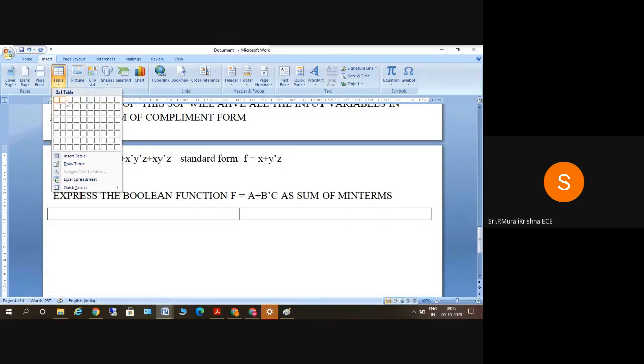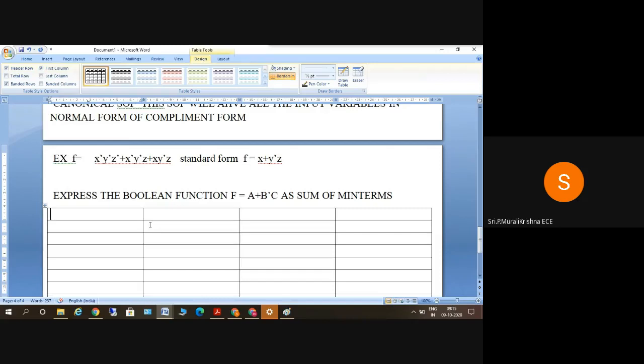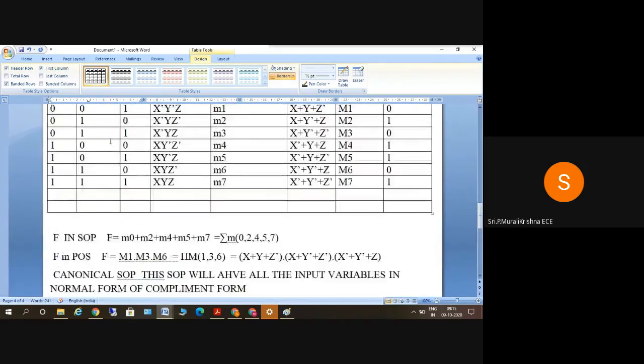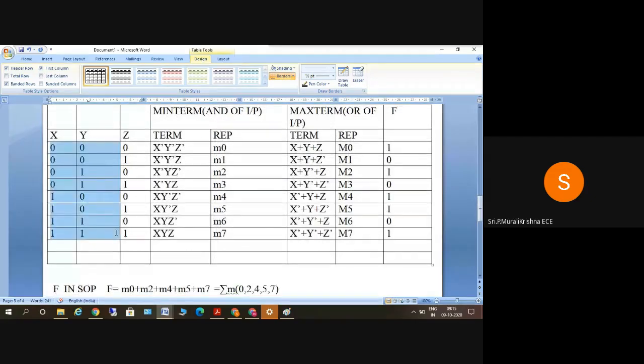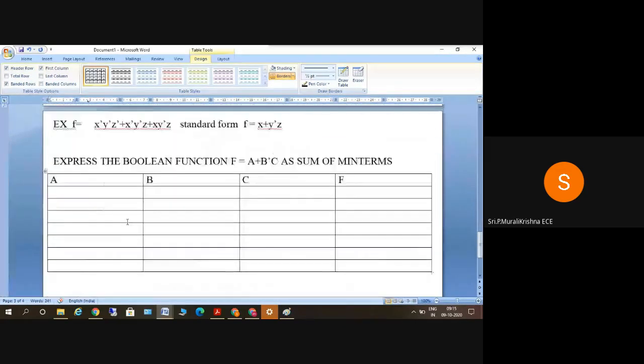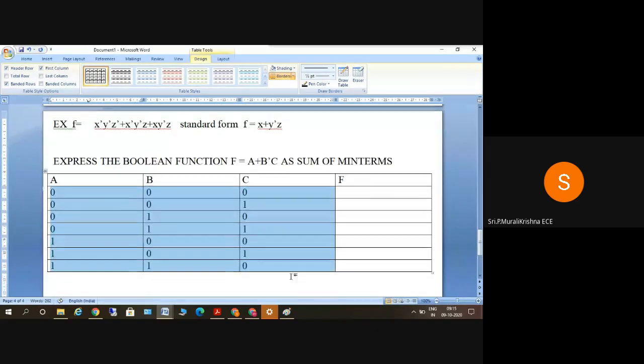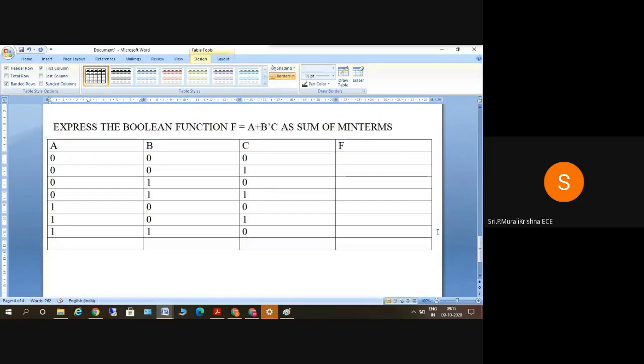So first of all, write the truth table for this. What are the input combinations? Input combinations are A, B, C, and I'll write the value of F. So 3 inputs. What are the input combinations we can get here? So there are 2 methods. So 1, 1, 1.